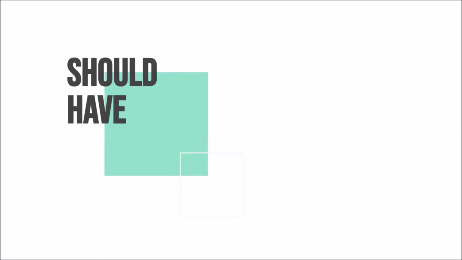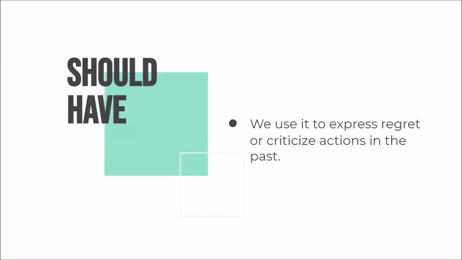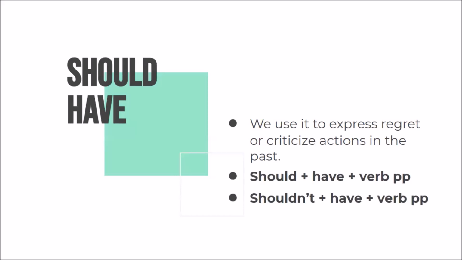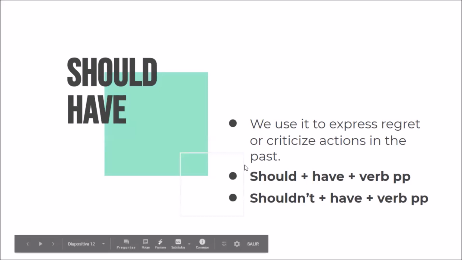Hello kids, welcome back. Today we are going to continue with should have, okay? Now let's remember that we use should have to express regret or criticize actions in the past. And we have two structures, a negative and an affirmative. So the first one is should, have, and the verb in past participle. Then the negative, the only thing that changes is not. Okay, so it's should not have and the verb in past participle.